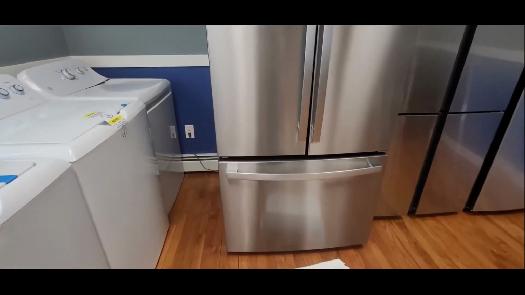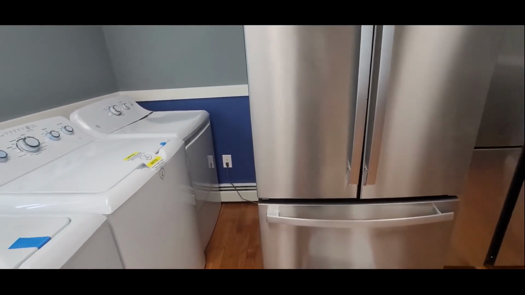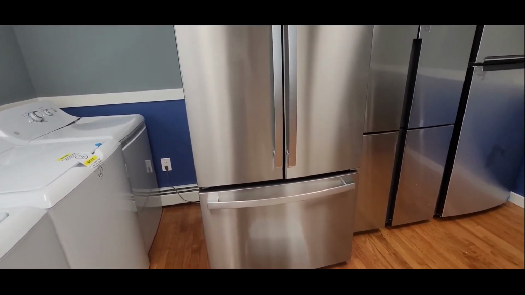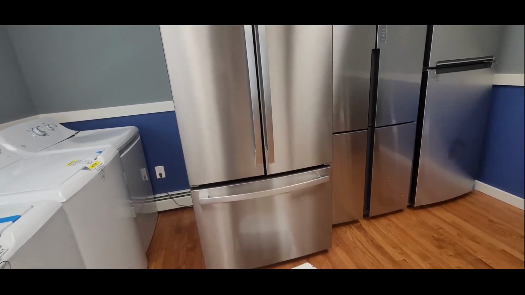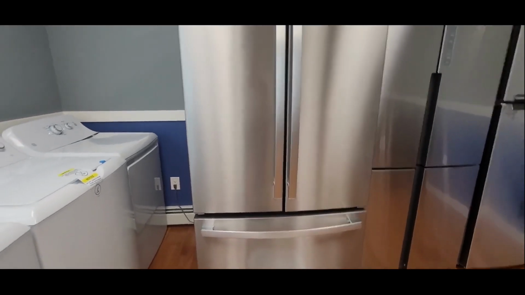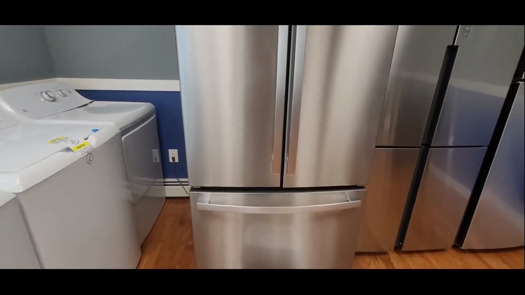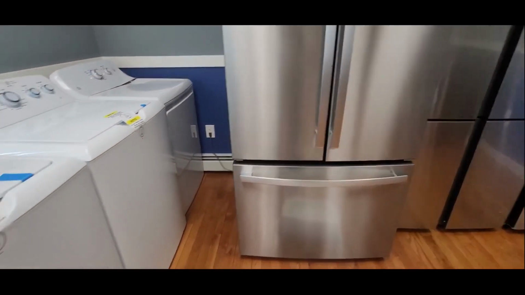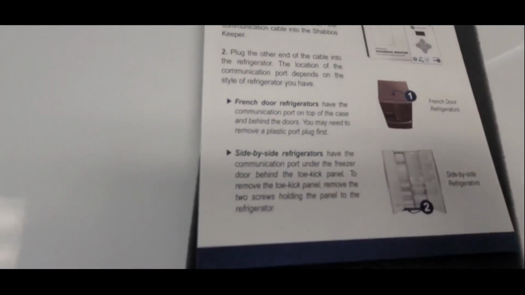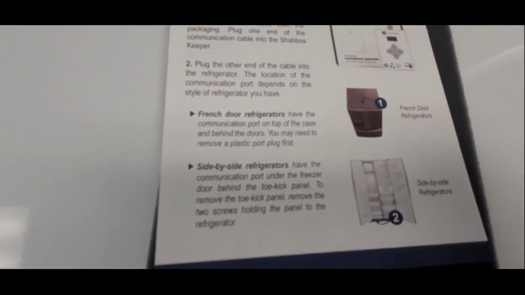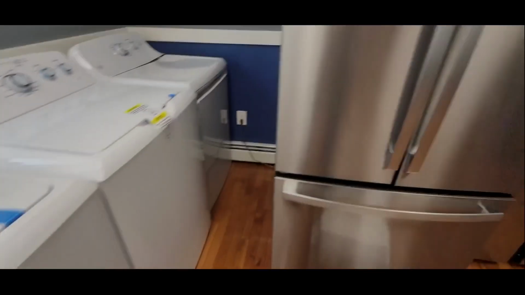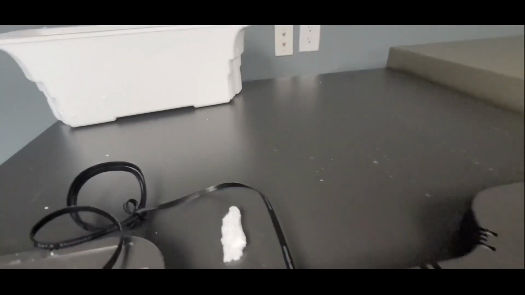Okay, this is how to set up and connect the Shabbos keeper for GE refrigerators. This particular model is GNE27JYMFS. It's a French door, as you can see. The side-by-sides have a very similar setup process. The connection port will be slightly different, as you can see. The French door is on the top, and the side-by-side, it's near the bottom. So, basically, for the French door, it's connected right over there.